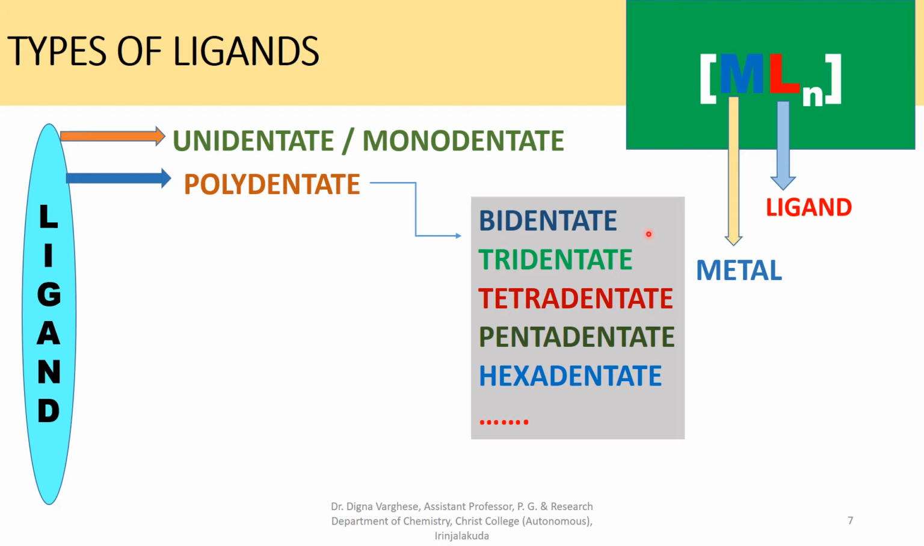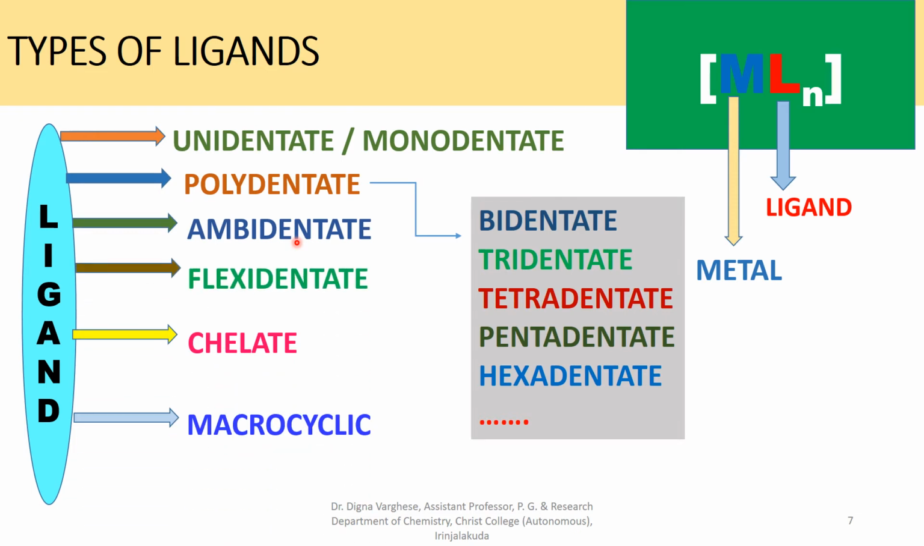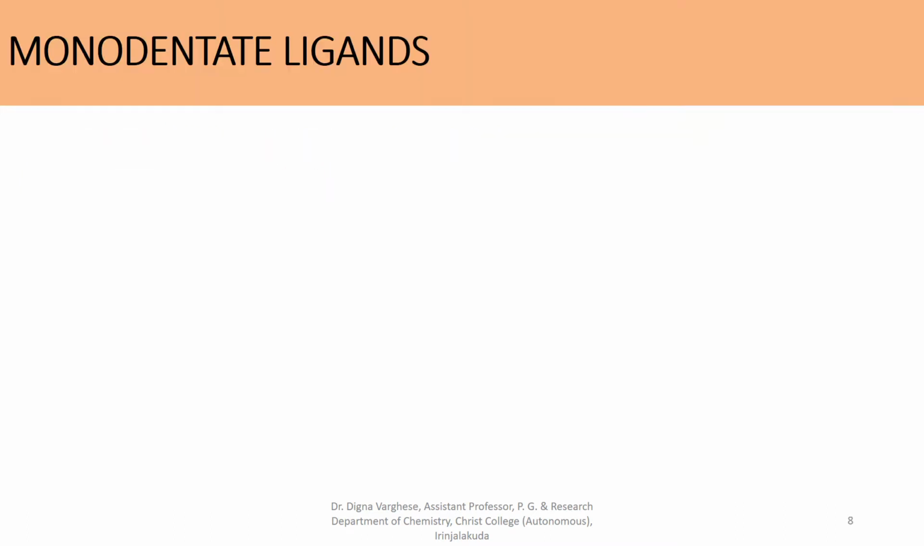Polydentate can be bidentate, tridentate, tetradentate, pentadentate, hexadentate, and so on. Another type of ligand is ambidentate ligand. Other one is chelate, and the other one is macrocyclic, and the other one is flexidentate ligand, and another type of ligand is bridging ligand. In this particular video, I am going to discuss the monodentate ligand or unidentate ligands.